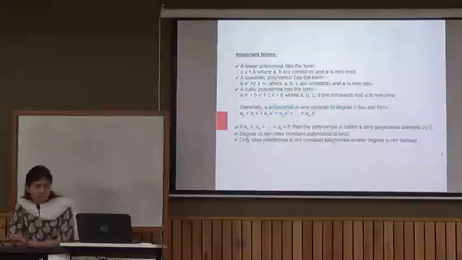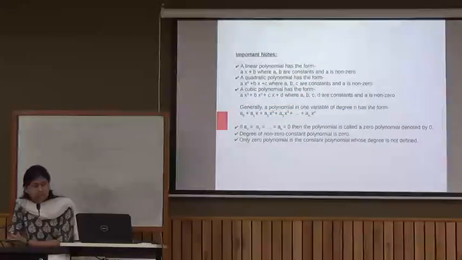Let us understand some important notes for all the discussion we have done till now. A linear polynomial has the form ax plus b, where a and b are constants and a must be non-zero. Similarly, a quadratic polynomial has the form ax square plus bx plus c, where a, b, c are constants and a must be non-zero. A cubic polynomial has the form ax cubed plus bx square plus cx plus d, where a, b, c, d are constants and a must be non-zero. Now, here a non-zero is very important in all the three forms described above.